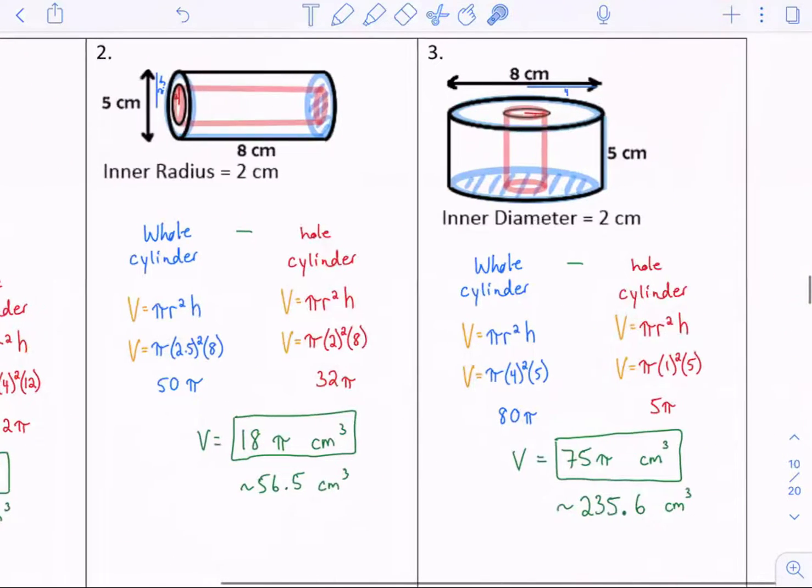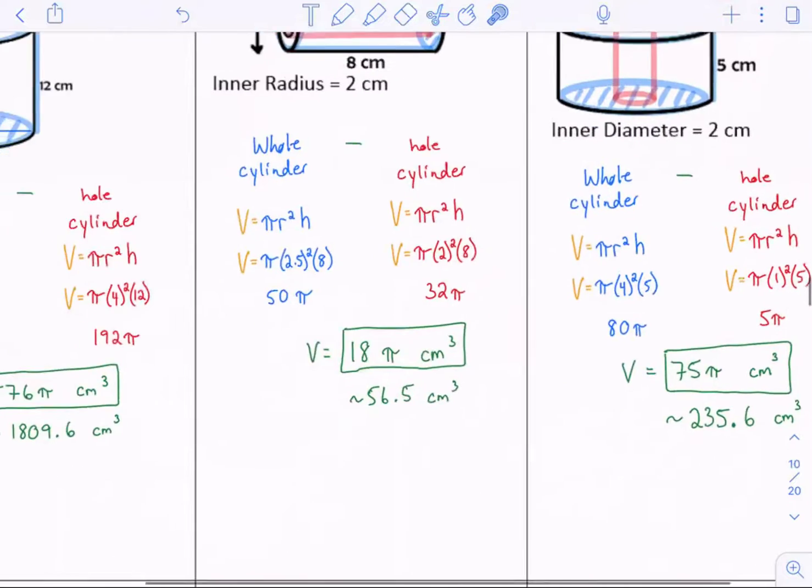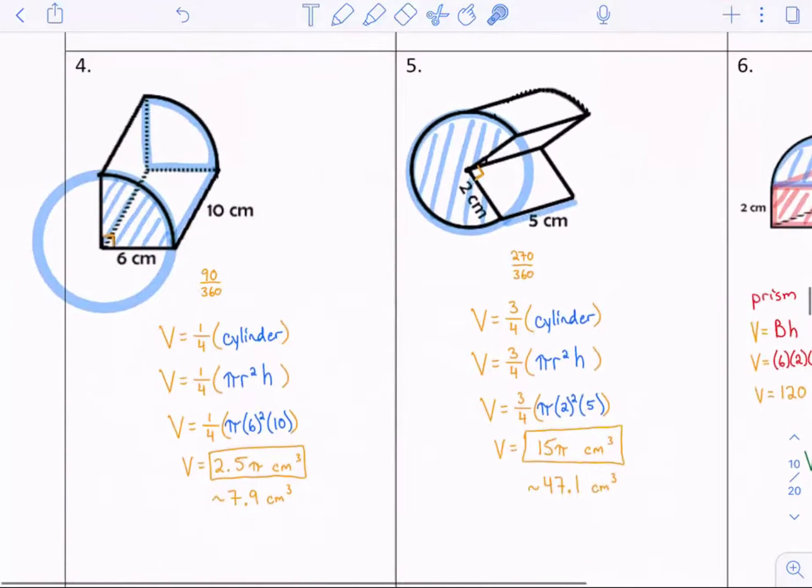I want you guys to see the difference between numbers 2 and 3 in terms of what extra information they gave you. They said the inner radius is 2, so that means for the inner cylinder, the radius is 2. Here they gave you an inner diameter though, so if the diameter is 2, the inner radius is 1. So please make sure you see the difference there between those two pieces of information. The whole minus the whole.